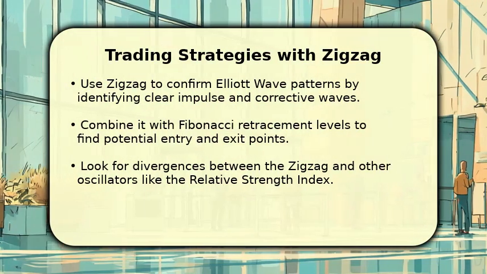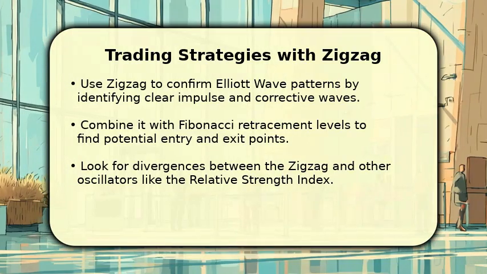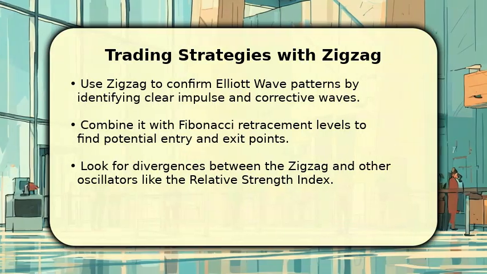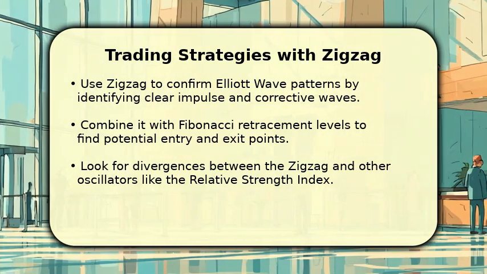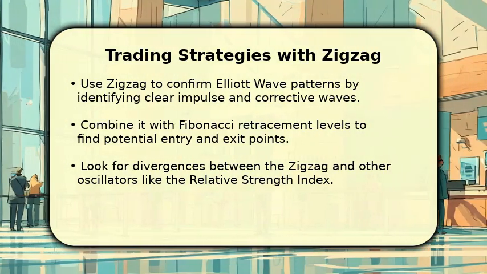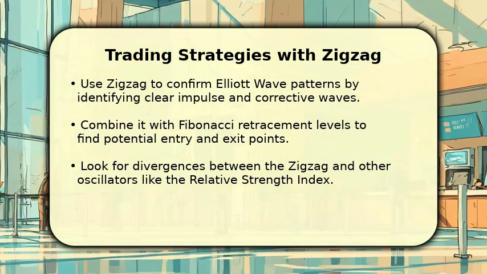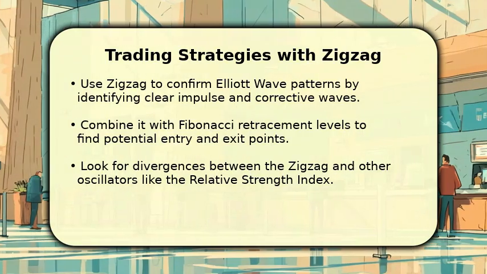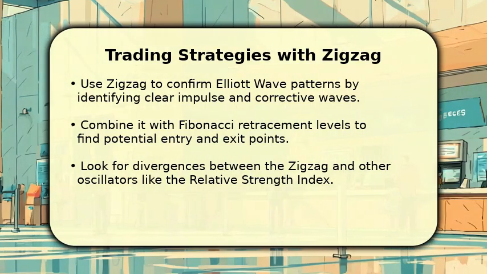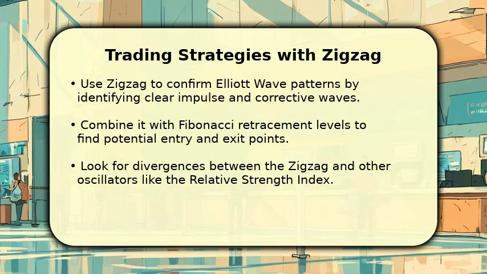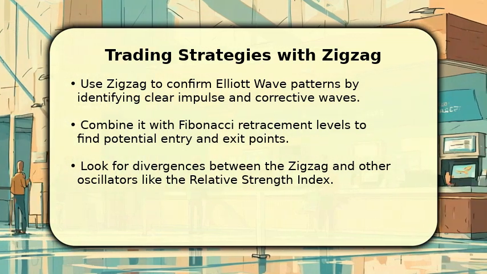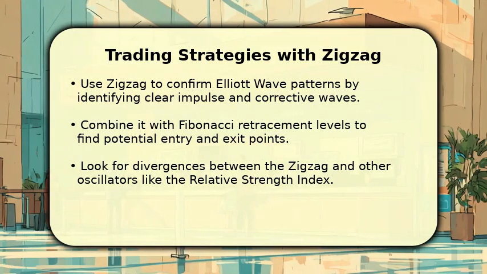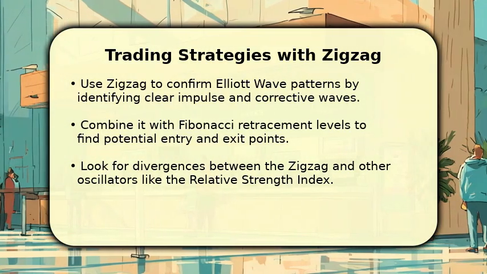You can integrate the ZigZag indicator into several trading strategies. It's excellent for confirming Elliott wave patterns by clearly outlining impulse and corrective waves. Combine it with Fibonacci retracement levels to pinpoint potential entry and exit points after a significant swing. Also, look for divergences between the ZigZag and other oscillators, like the relative strength index, to anticipate reversals. A practical approach is to wait for a new ZigZag leg to fully form before considering a trade entry.